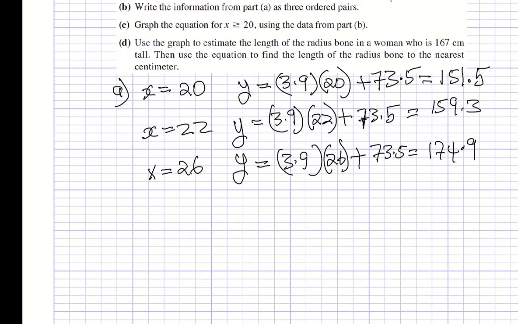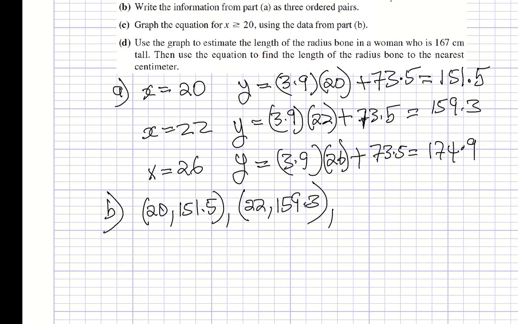So basically what they're saying there is, because x is 20, the first ordered pair is 20 and 151.5. The second ordered pair is x is 22, and y is 159.3. The third ordered pair is x is 26, and y is 174.9. That's all that is saying, you see. You do it like that.